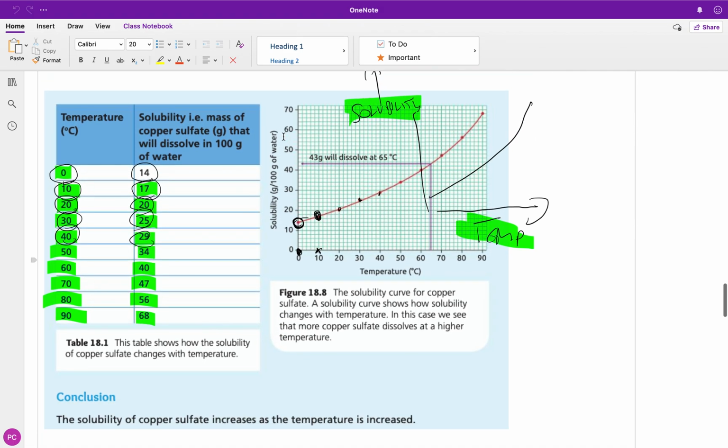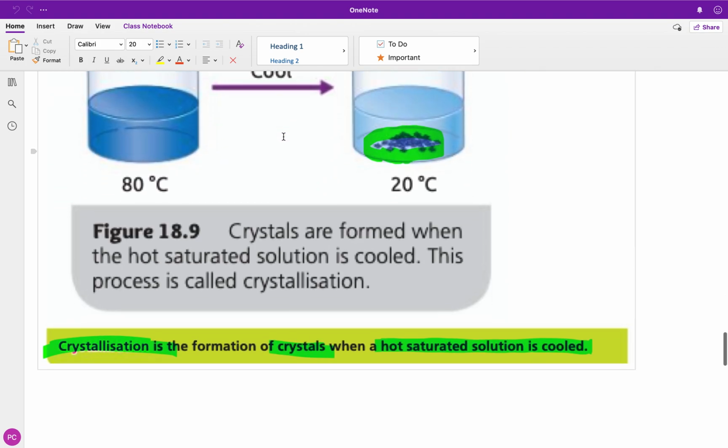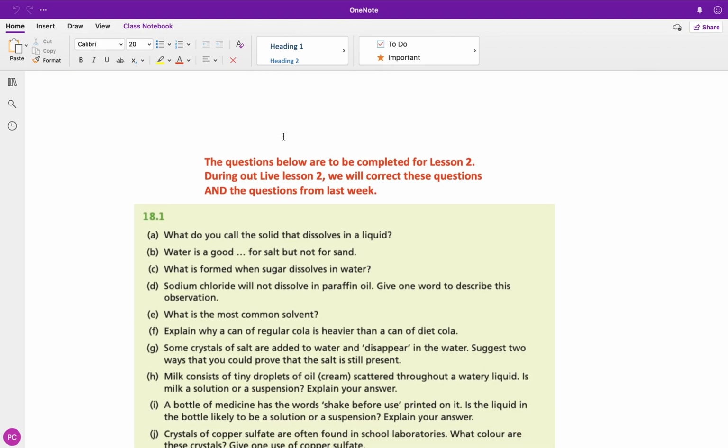I want you to have a look over it yourself and make sure you know the definitions for a dilute solution, a concentrated solution, a saturated solution, insoluble, soluble, and solute, solvent, and solution itself.